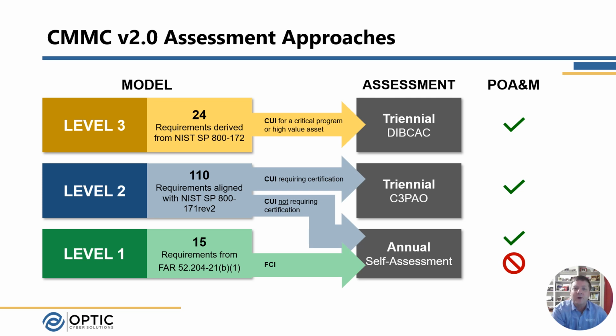Items that are put on the POAM, though, must be corrected within 180 days, and the organization that did the assessment that identified the need to put the item on the POAM will come back and verify within that 180 days that the requirements have been put in place. So at level 2, if you had a C3PAO, the C3PAO will need to come back. At level 3, you'll have to have the DIBCAC come back and confirm that the POAM items have been closed.